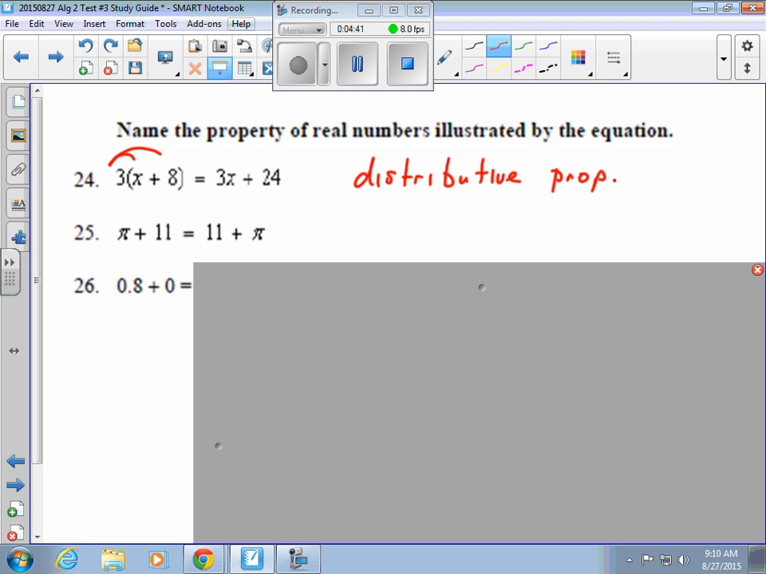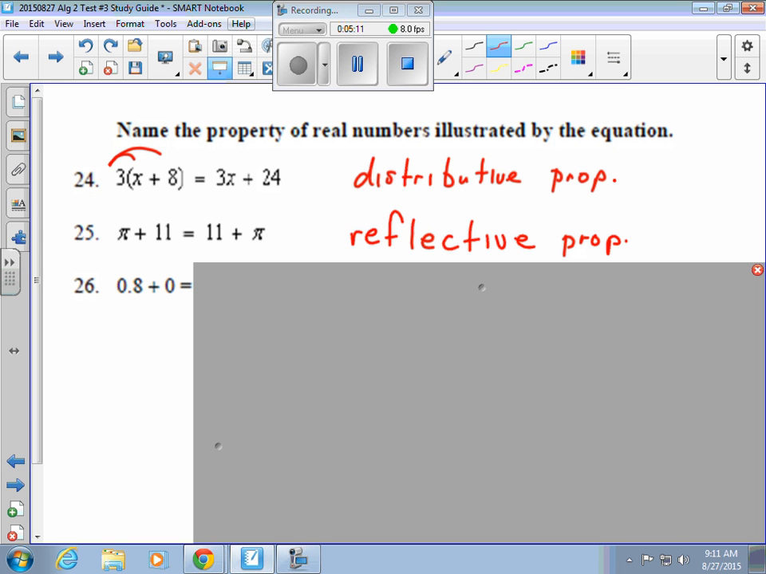The second one says pi plus 11 is equal to 11 plus pi. This one is the reflective property. Notice it's exactly the same on both the left and the right, the reflective property.